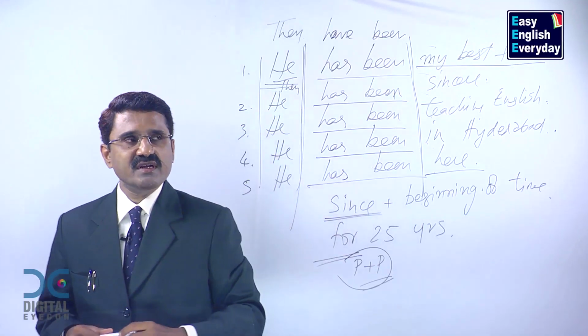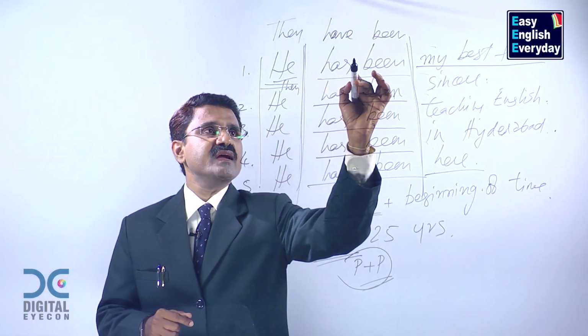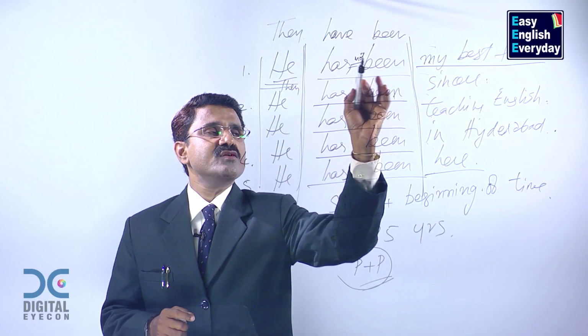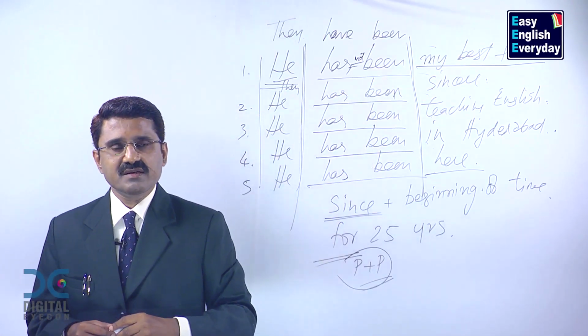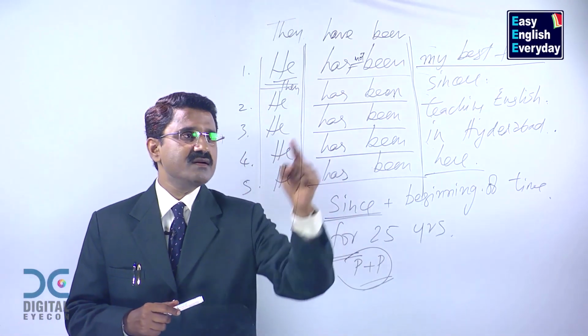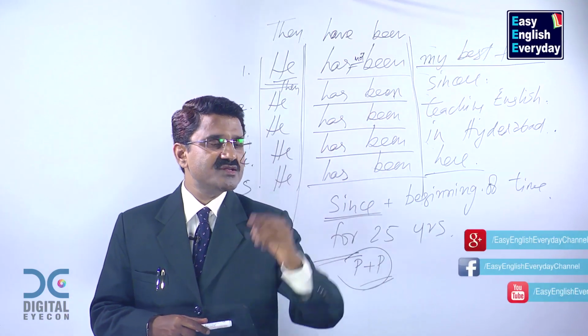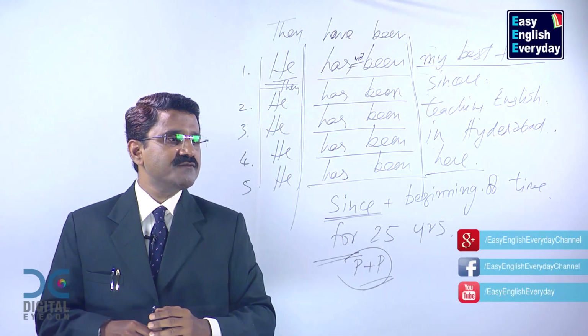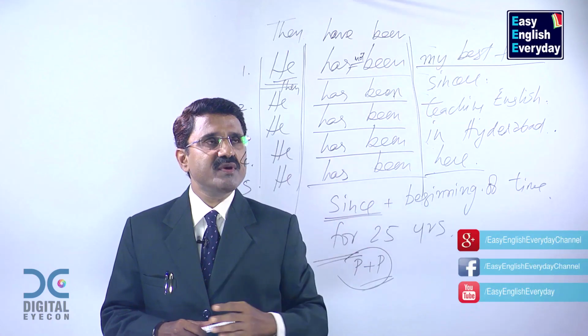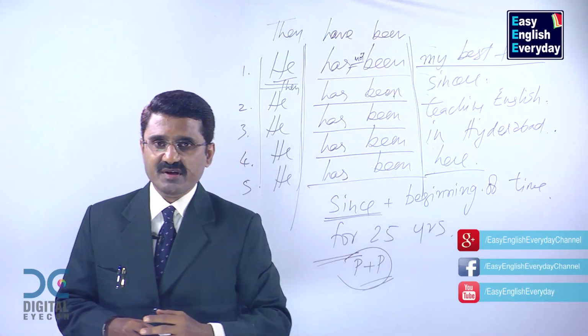Now, if you want to use it negatively, this is the area. He has not been my best friend. He has not been sincere. He has not been teaching English. He hasn't been in Hyderabad for a very long time. He hasn't been here.